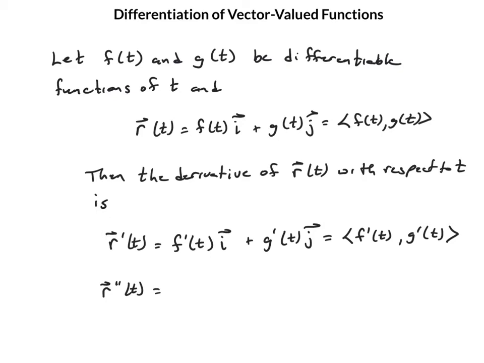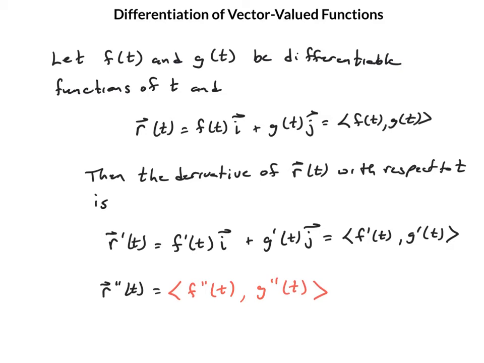In this case, the second derivative is just going to be f double prime of t, g double prime of t. Now you'll notice that this is different than what we did with parametrics. As you're looking at these, I'm expecting that you do see the similarities between the vector valued functions and parametric equations. But we have a difference here.